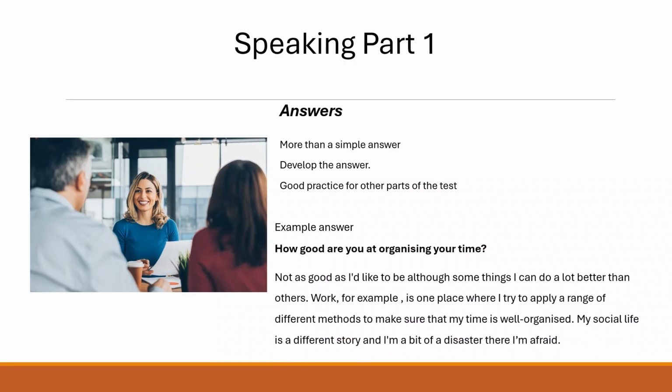And the question in this case was how good you are at organizing your time. You can see here with this answer that the person demonstrates the skill of a native speaker, like the first sentence, for example, where we don't include pronouns and some verbs. And then the speaker manages to discuss two other points and give some semi-detailed information about it.